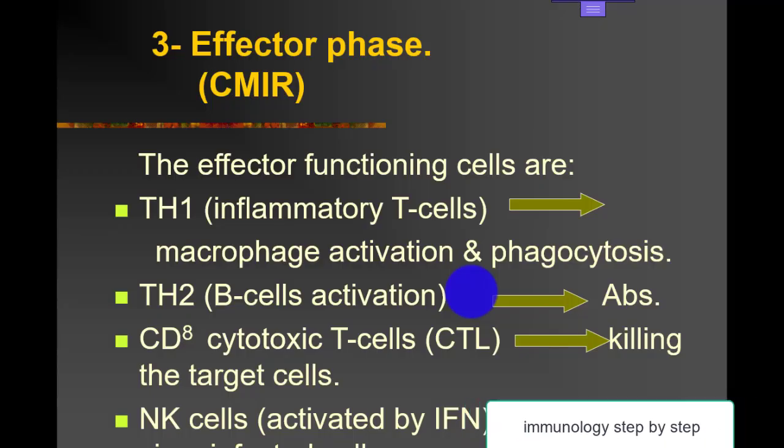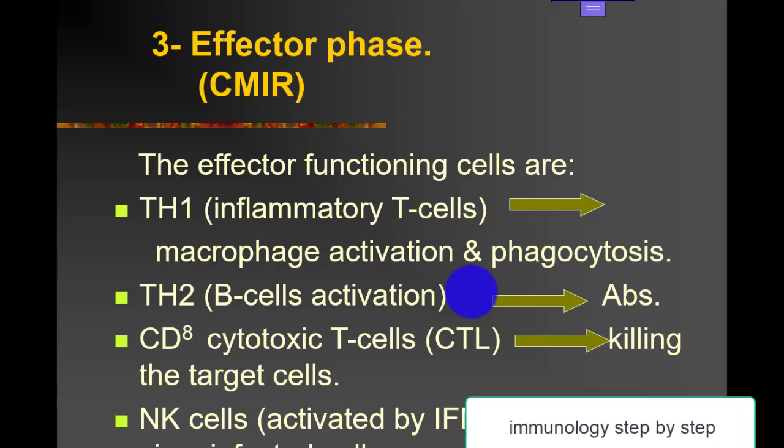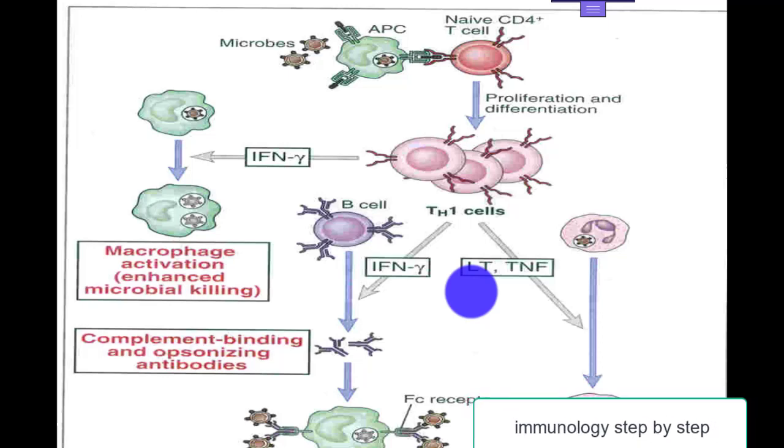Effector phase, the effector function cells: T helper 1 inflammatory T cells, macrophage activation, phagocytosis; T helper 2, B cell activation, formation of antibodies; CD8 cytotoxic T cells killing the target cells; natural killer cells activated by interferon, killing of virally infected cells. Here macrophage activation enhances microbial killing. Interferon gamma.